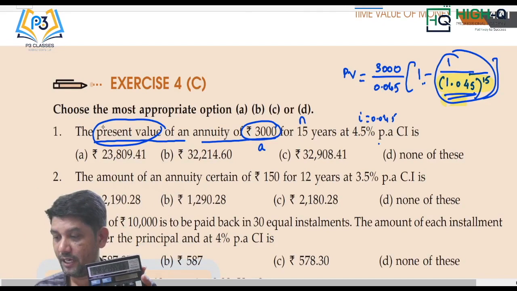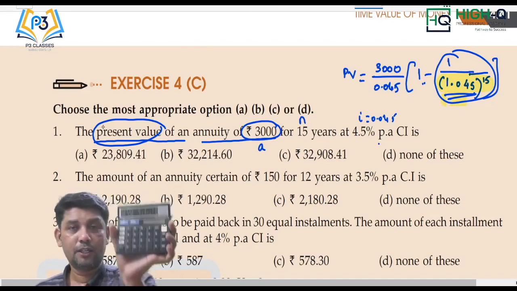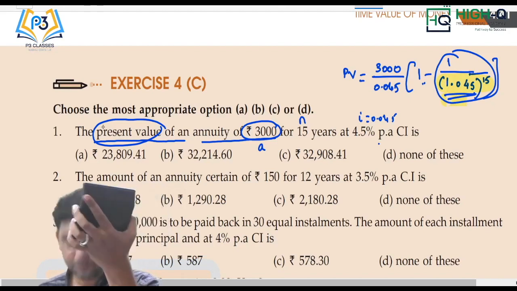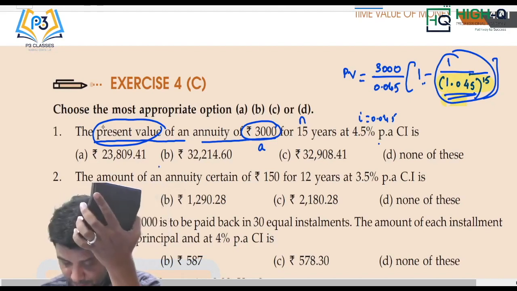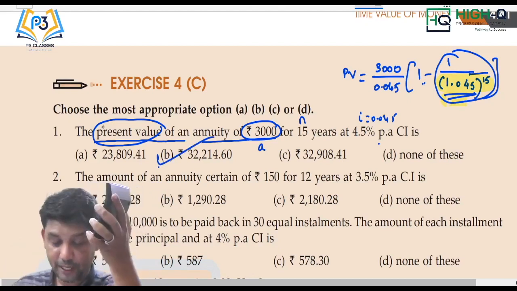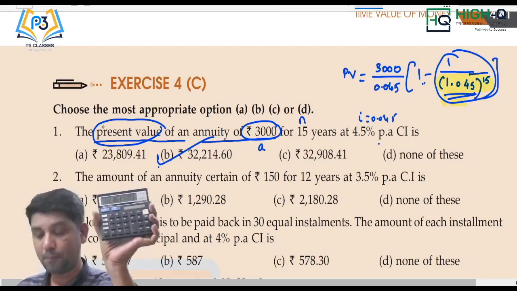Here, what we have is into 3000 divided by 0.045. Are you getting 32,218? 32,218.63, approximately, I'm getting this. Sir, why this difference? Because if you use a calculator, most of the time you'll get approximate values only.